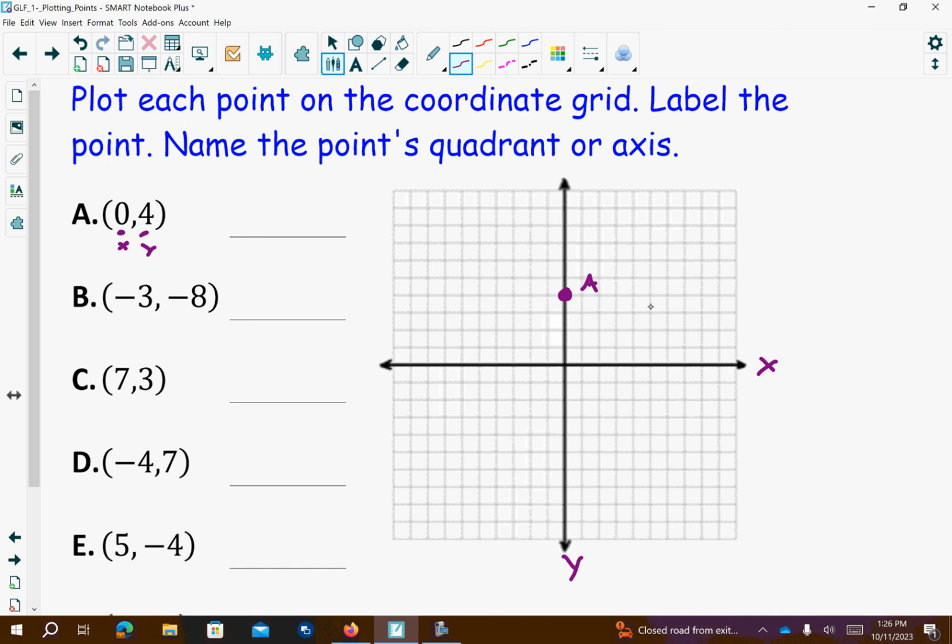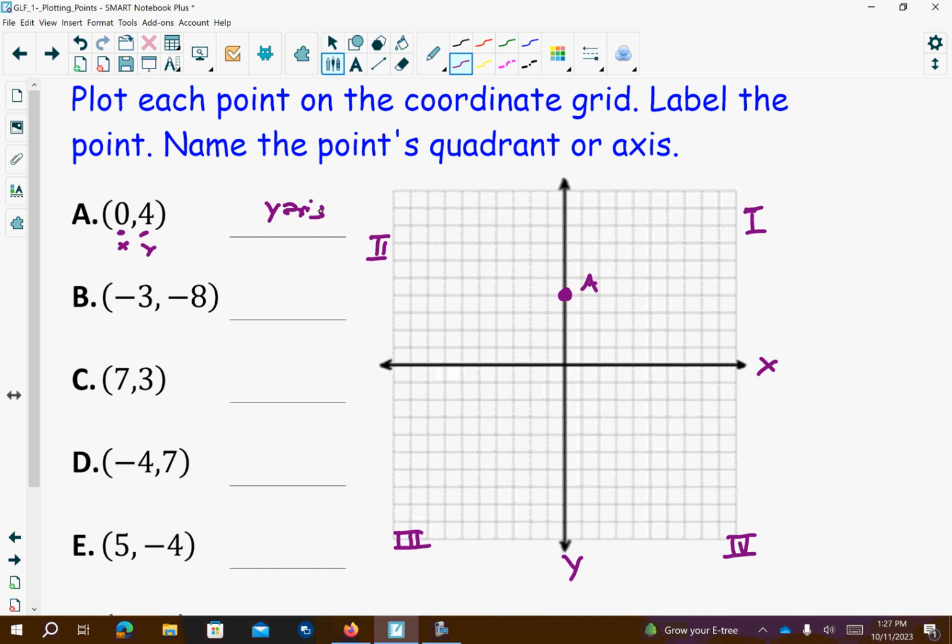Our quadrants: this is quadrant 1, this is quadrant 2, this is quadrant 3, and this is quadrant 4. You might ask, why does it go backwards like that? The short answer is the person who developed this quadrant system was a mathematician from a long time ago named Descartes, and he was left-handed, so that's why he wrote it this way. So where is letter A? It happens to fall on the y-axis.